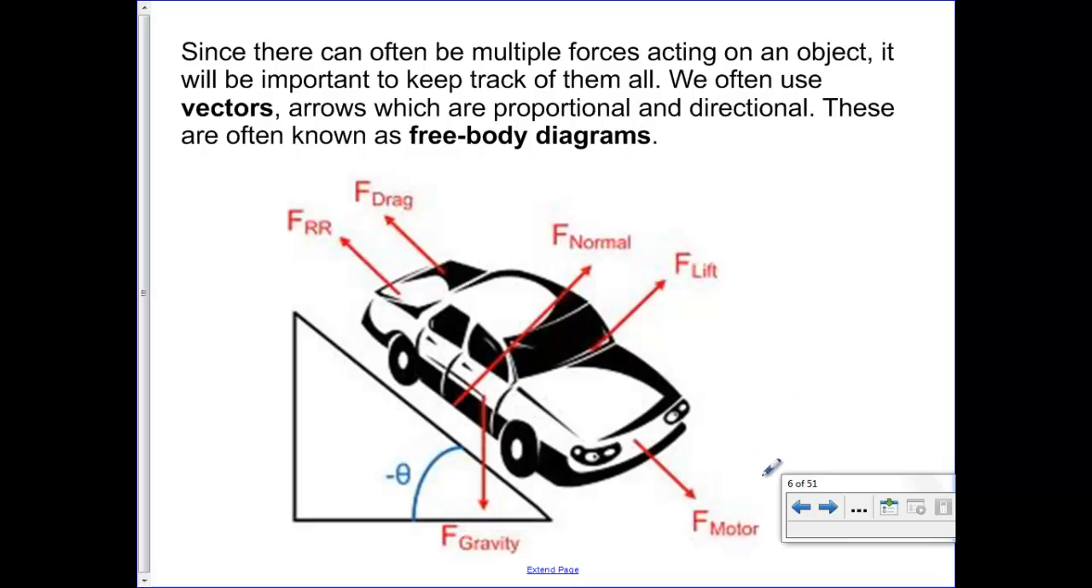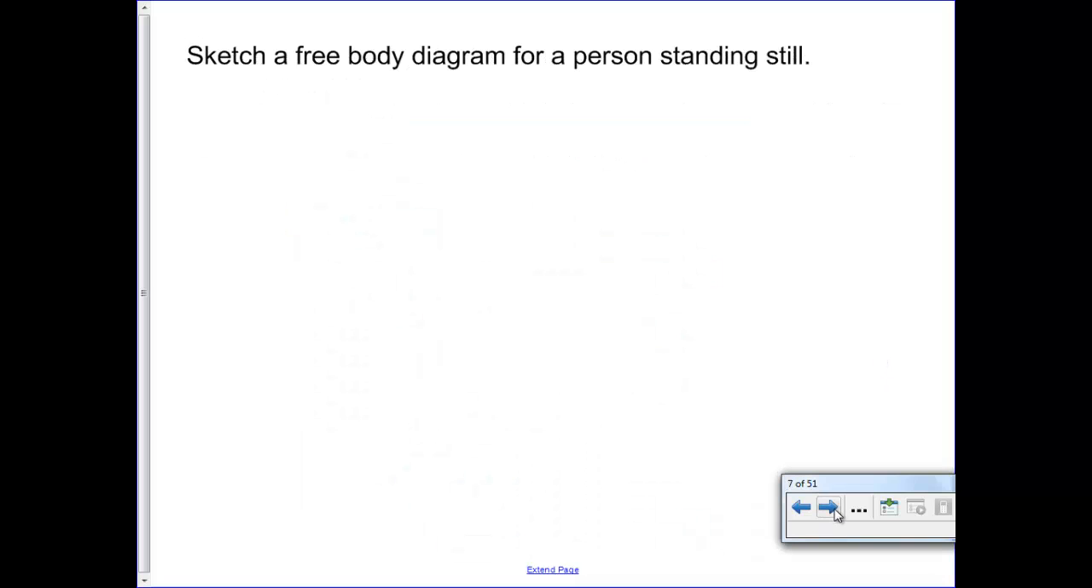So anyways, the term I want to introduce is called the free body diagram. We're going to be drawing a lot of these sorts of things. So let me give you some more examples. Let's draw a free body diagram for a person standing still. This may sound ridiculous. So here is a person standing still. What forces are currently acting on that person?